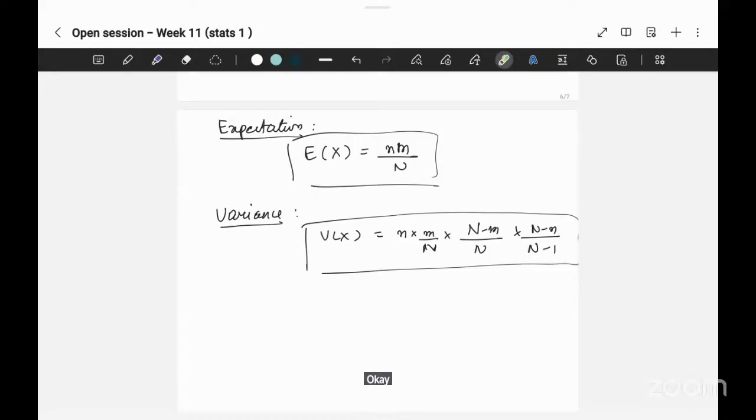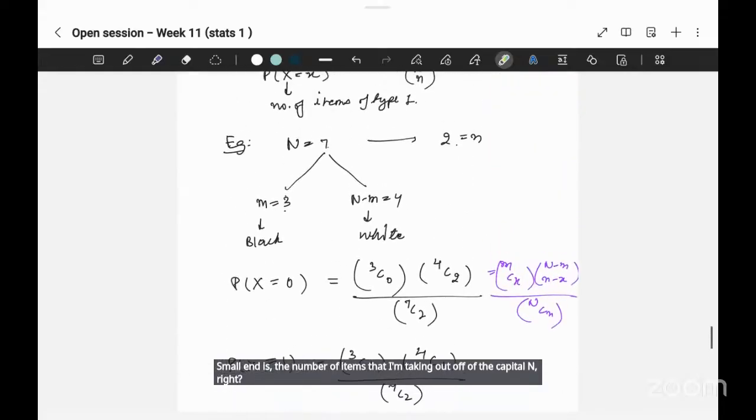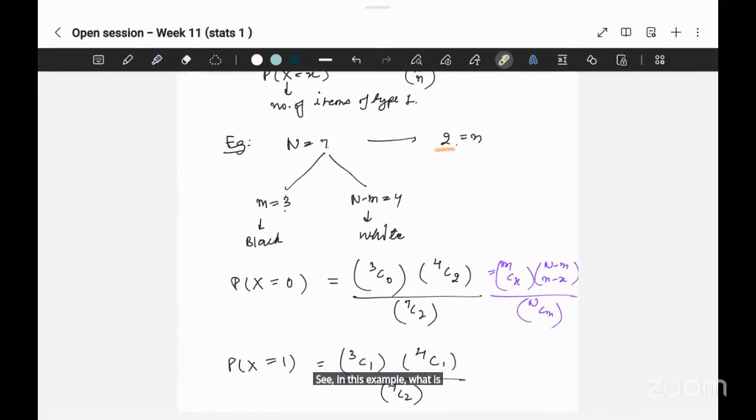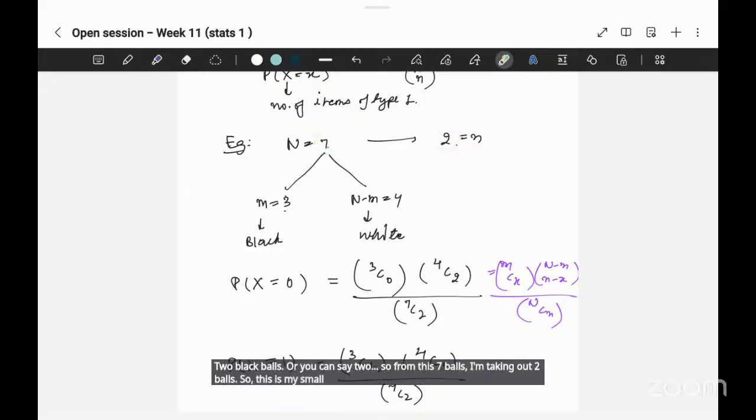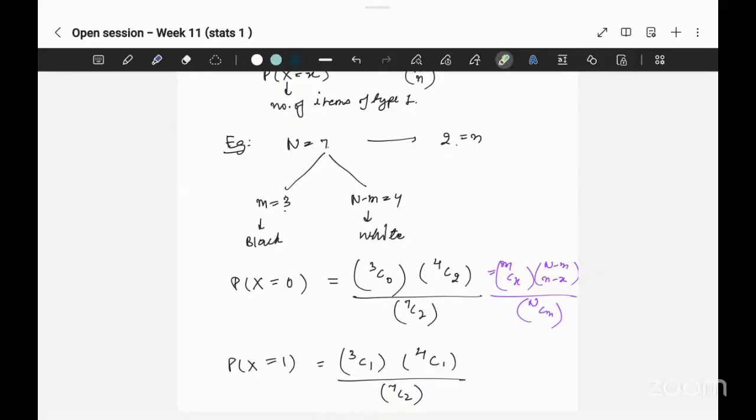What exactly is the small n? Small n is the number of items that I'm taking out of the capital N, right? In this example, what is my small n? I'm taking out two black balls. So from these seven balls, I'm taking out two balls. So this is my small n. I'm choosing two balls from the seven balls. Is that clear?